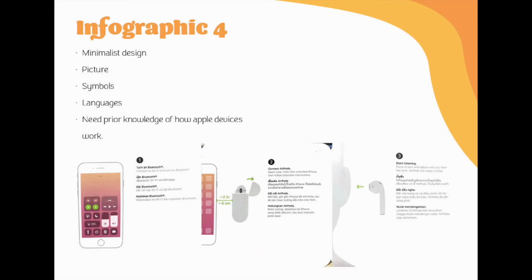The last example is from Apple. This design has a minimalist design and good use of simple pictures and symbols that resemble the products and buttons. However, sometimes Apple can be vague to individuals who are not tech savvy or do not have prior knowledge of Apple. For example, they won't know how to flip up the control center on a phone, which is a step that could be included to improve this.